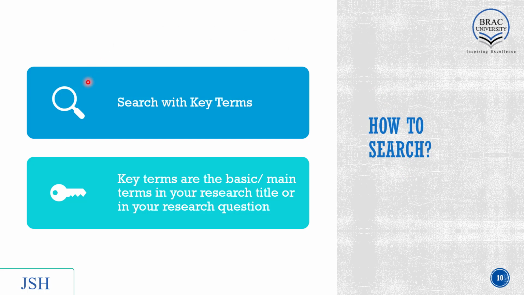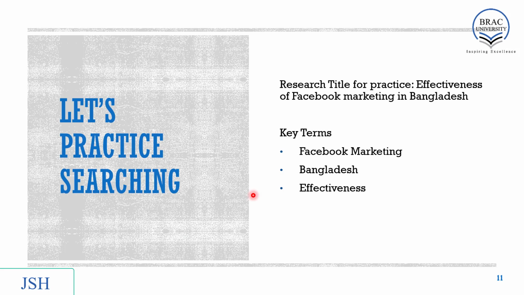So the first thing here is to search with key terms. Now what do I mean by key terms? Key terms are the basic or main terms in your research title or in your research question. So key terms are the main terms. I guess it will be much clearer when I explain it with examples. Let's move on to a real life example. So let's do a practice search.